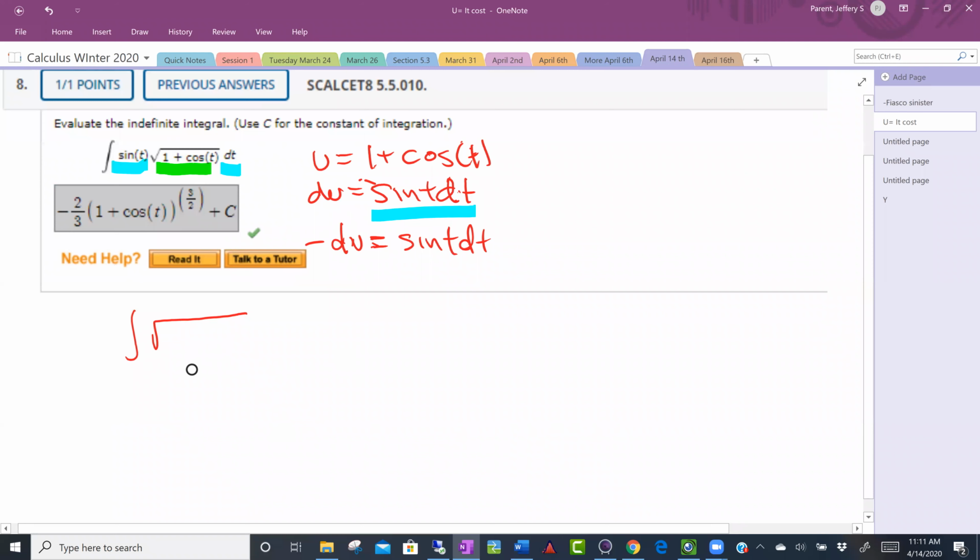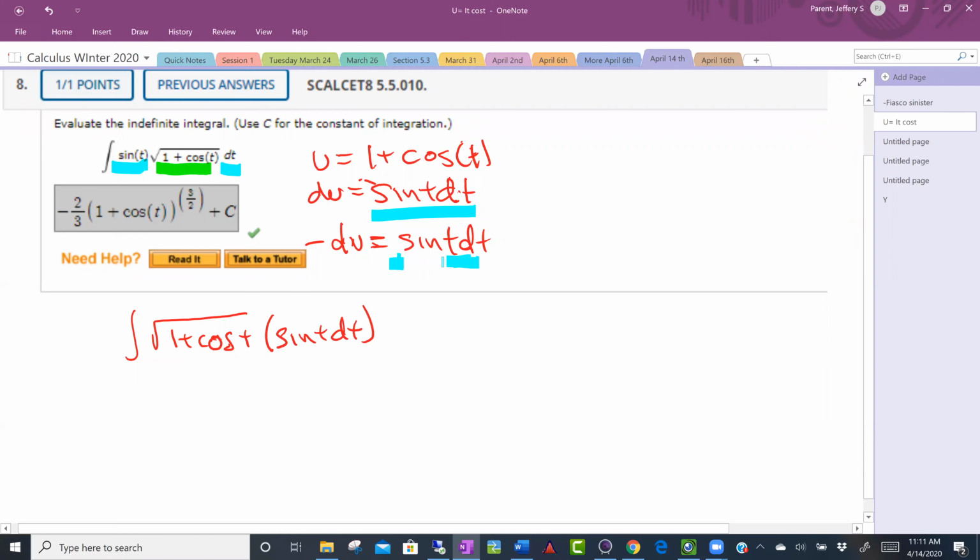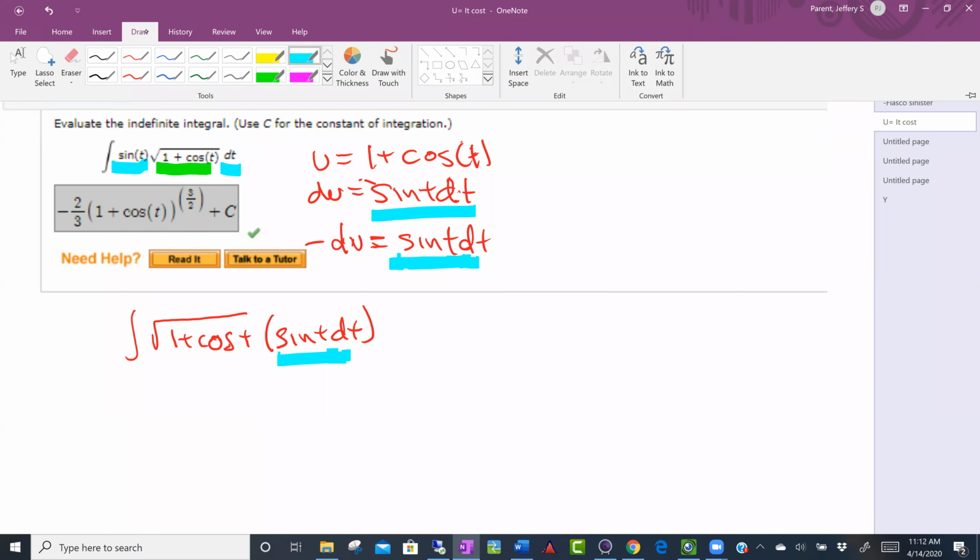Okay, so let's continue then. This is 1 plus cosine of t sine of t dt. And that's what I wanted because this thing now matches. So it doesn't hurt to necessarily take an extra step and write down what you've got so you can see how things are gonna substitute and shake out.